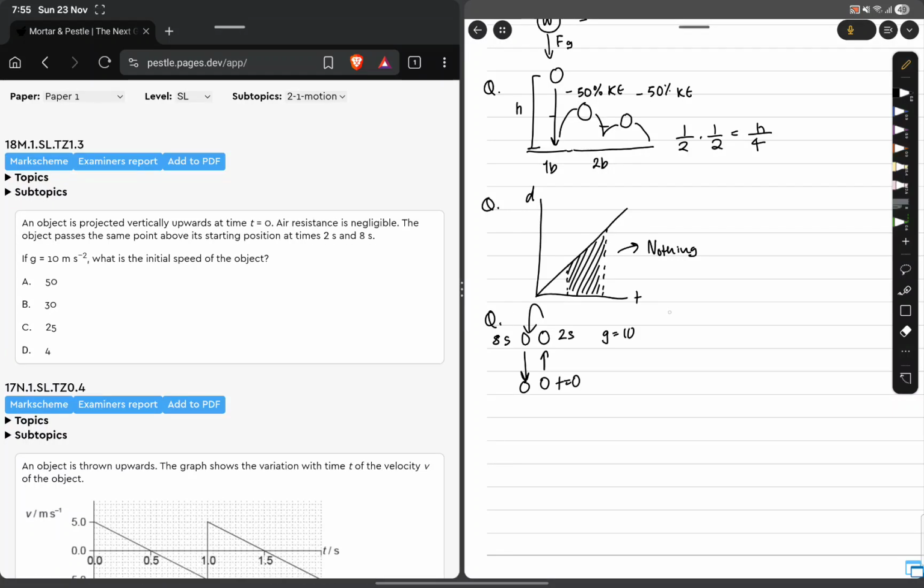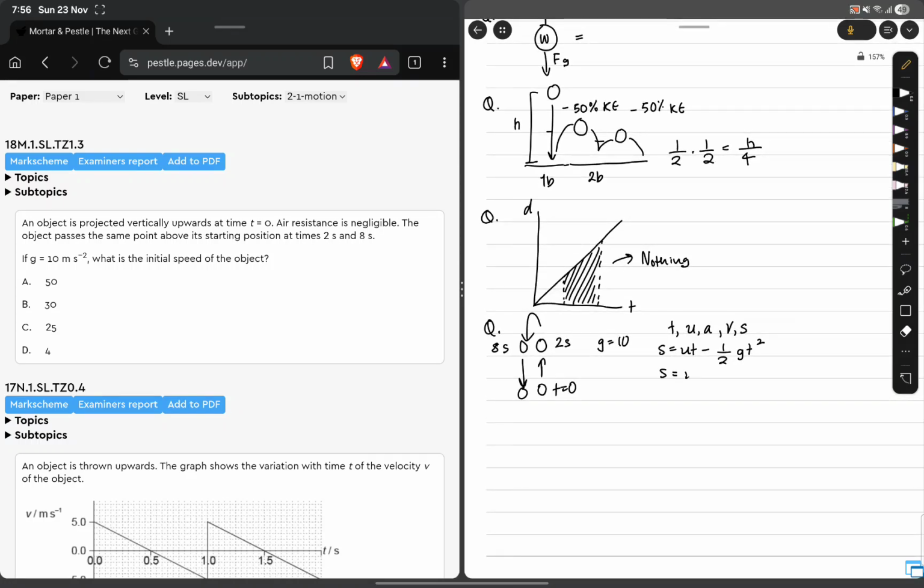So we're given the time, we're given the initial velocity, we're given gravity, we're given acceleration, aka, and we need to find the final velocity, and we are kind of given displacement in a roundabout way. So this is the equation we're going to use. S equals ut minus half gt squared. This is a SUVAT equation. If you plug in 10 for gravity, we're going to get S equals ut minus 5t squared.